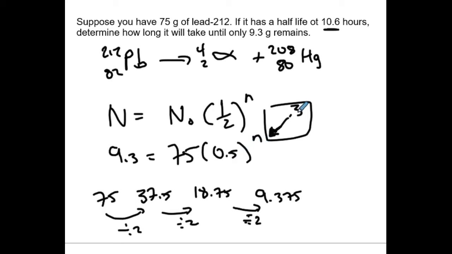So I basically know that this thing got cut in half 3 times. Now every time it gets cut in half, it takes 10.6 hours. So if I just multiply 3 times 10.6, it should take basically 31.8 hours in order to have your 75 grams turn into 9.3.